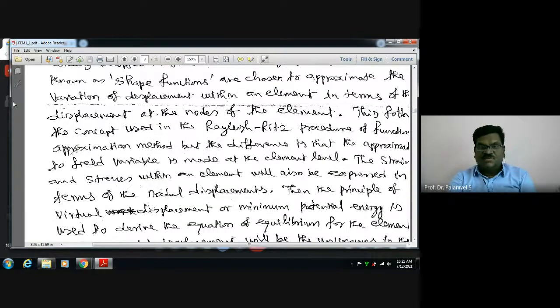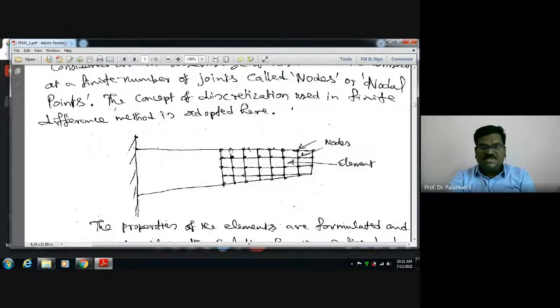Our intention is to determine only the displacements at the nodes, not anywhere on the structure. At discrete points, we are going to determine the displacement. At the finite number of nodal points we have chosen, we are going to get the unknown parameter, the displacement. Here I have discussed something.